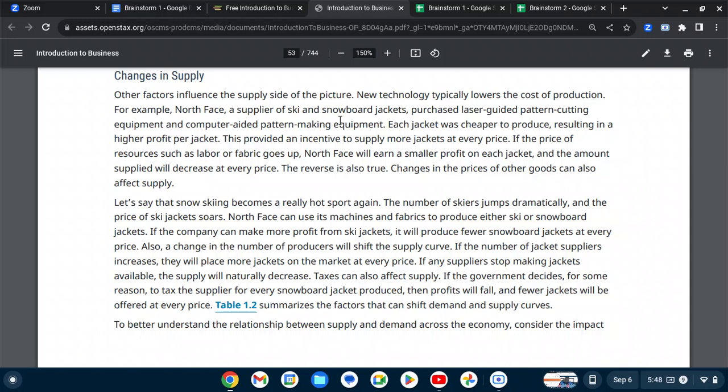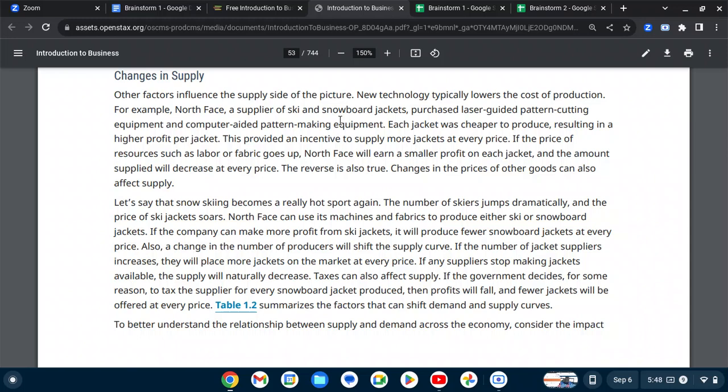The number of skiers jumps dramatically, and the price of ski jackets soars. North Face can use its machines and fabrics to produce either ski or snowboard jackets. If the company can make more profit from ski jackets, it will produce fewer snowboard jackets at every price. Also, a change in the number of producers will shift the supply curve.